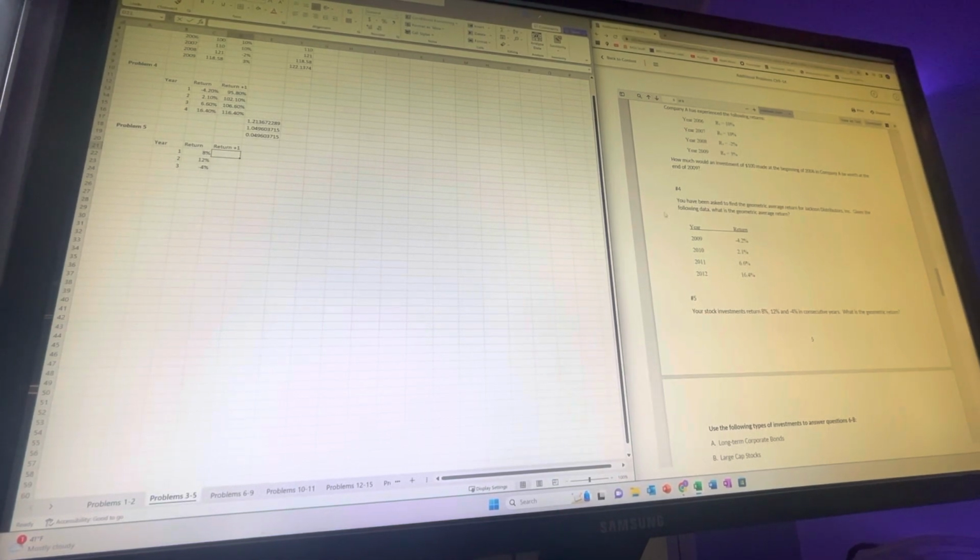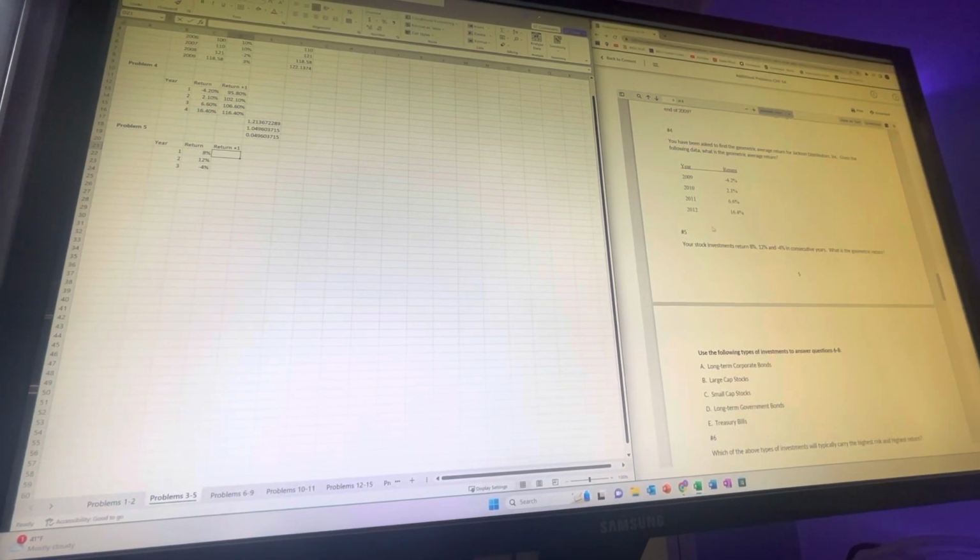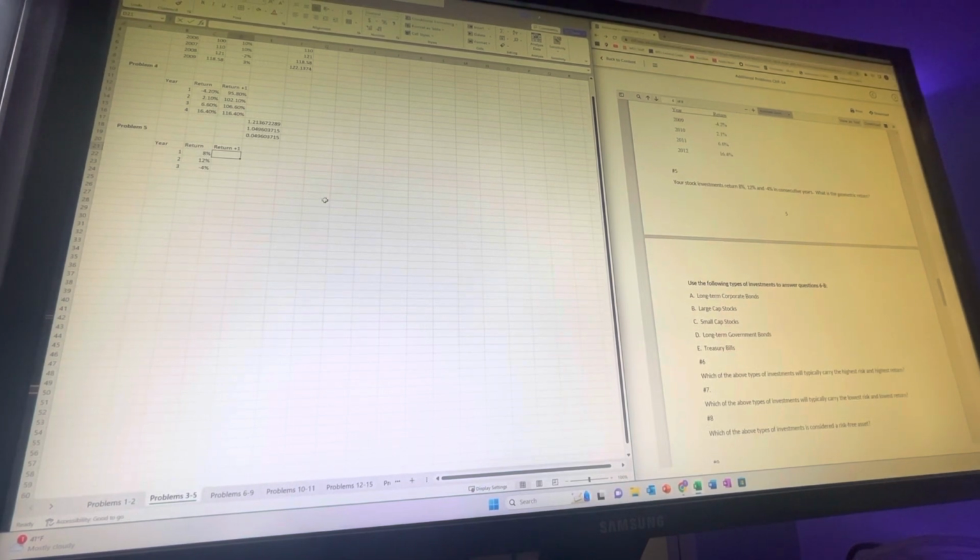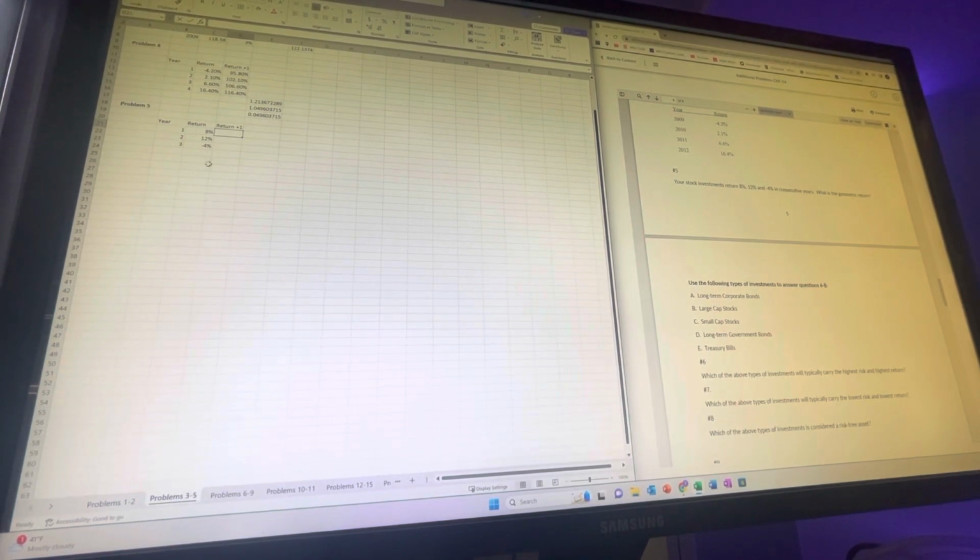So for problem 5, your stock investments returned 8%, 12%, and negative 4% in consecutive years. What was the geometric return? So we're kind of doing the same thing as we're doing in problem 4. We have our years, we have our returns. So we're just adding 1 to our percentage, adding 1 to our percentage, and then adding 1 more to our percentage right here. Then we're going to do the same thing. We're going to multiply, raise, and then subtract 1.